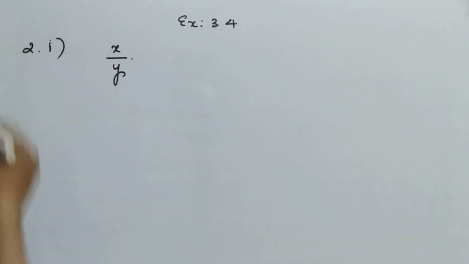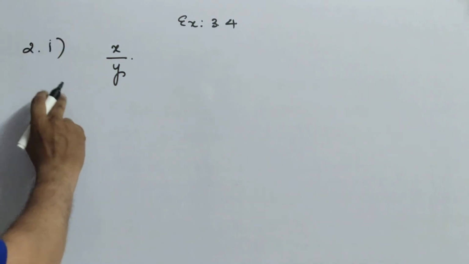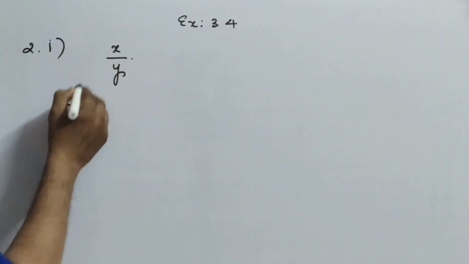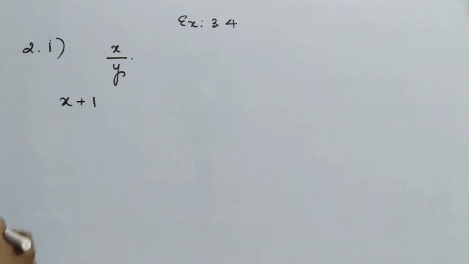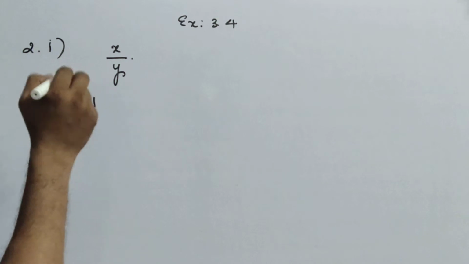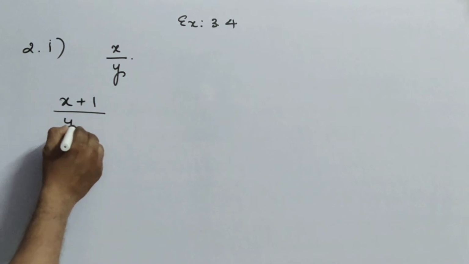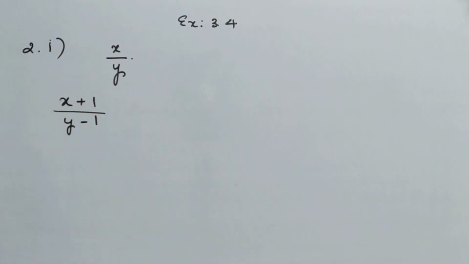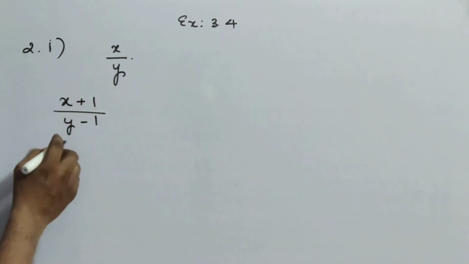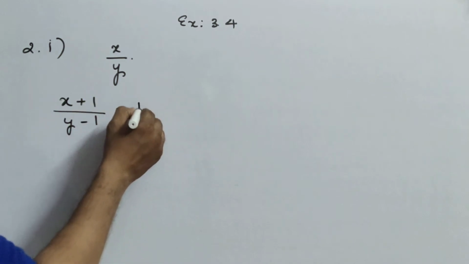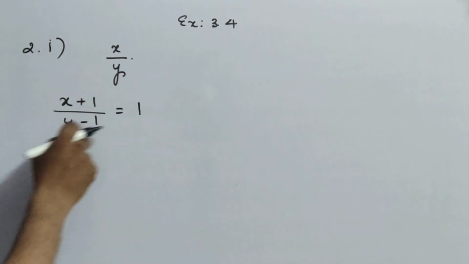The fraction we don't know, so we can take it as x by y, children. Now what is the question? If you add 1 to the numerator, that means for x we have to add 1, and subtract 1 from the denominator, that means y minus 1. Is it clear? If you add 1 to the numerator and subtract 1 from the denominator, then the fraction becomes 1.